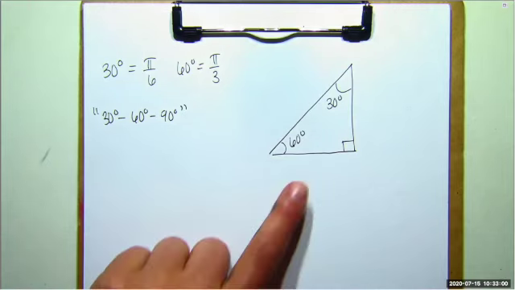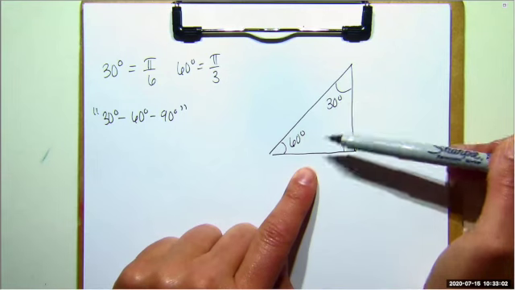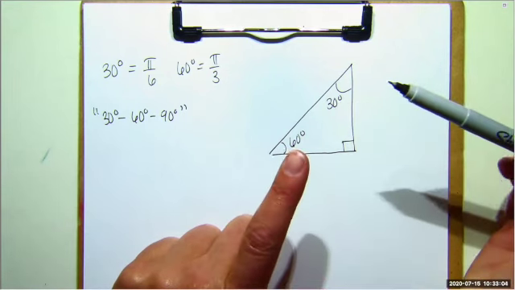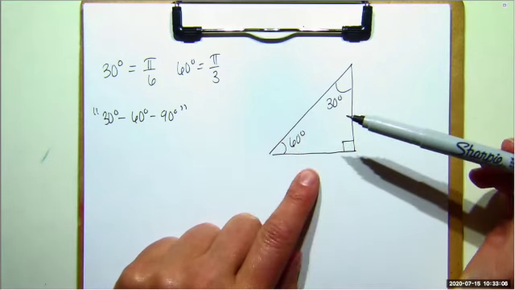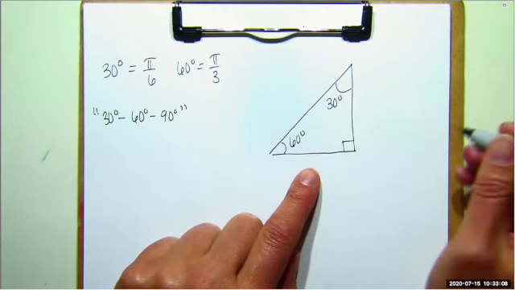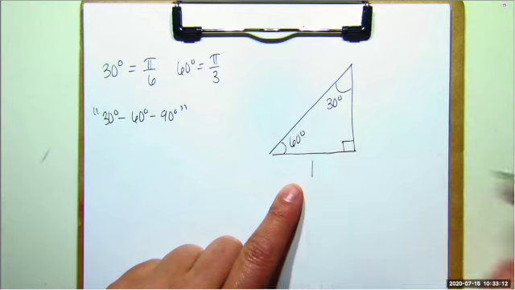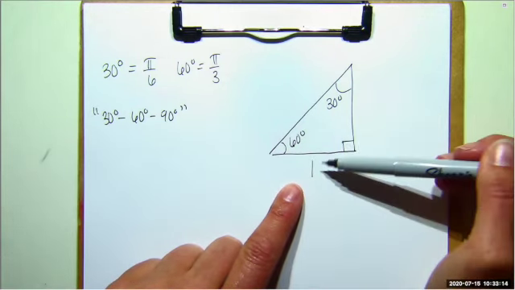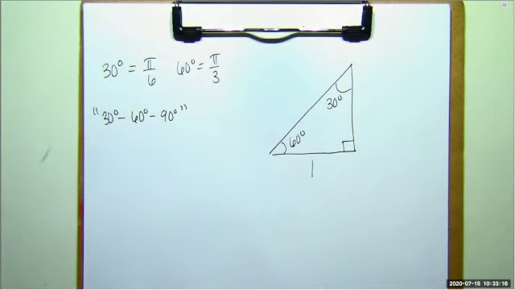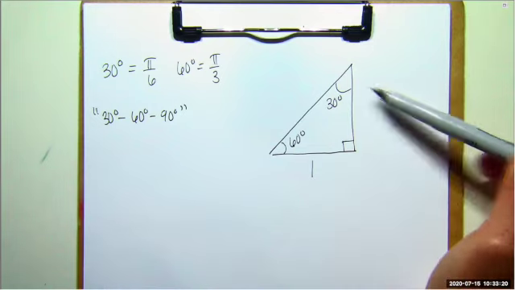Okay, so the first thing we want to do is pick the easiest possible side to work with. And you guys just told me the easiest number to work with is the number 1. So the side across from the 30, that's going to be our smallest side. Because this is the smallest angle, I'm going to set that equal to 1. Now, the question is, what is this side and this side?